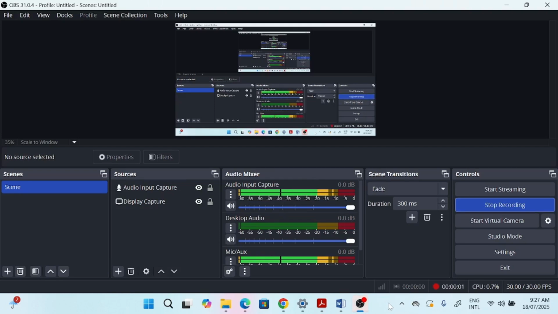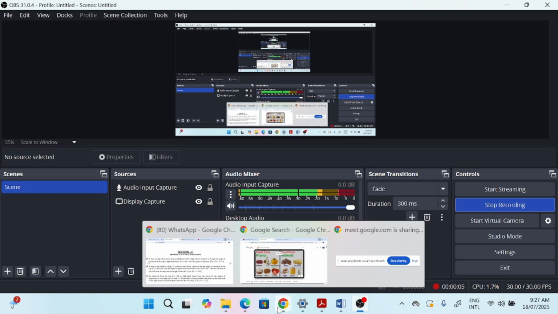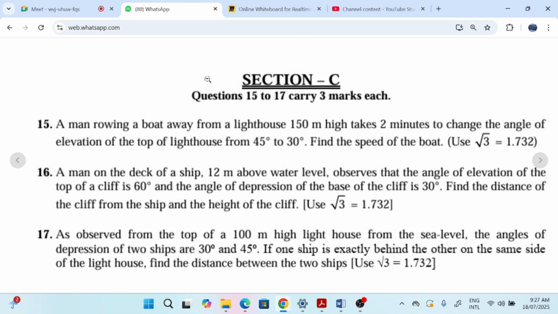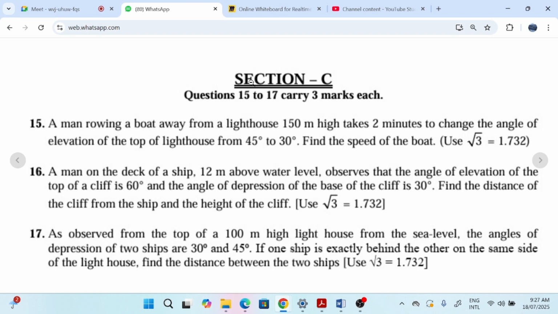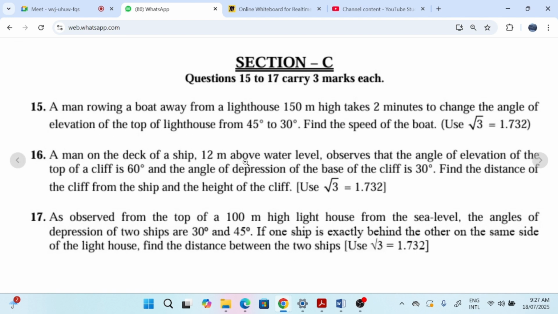There. So let's start today's class. Okay, I think everybody has reached. So, 15th question. If you have taken down the information, I will copy paste it there and we will start doing.